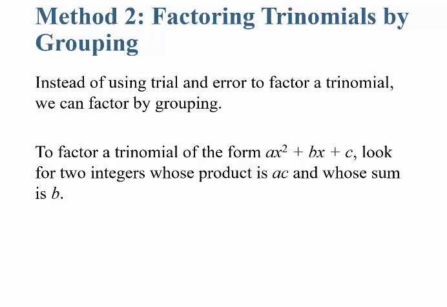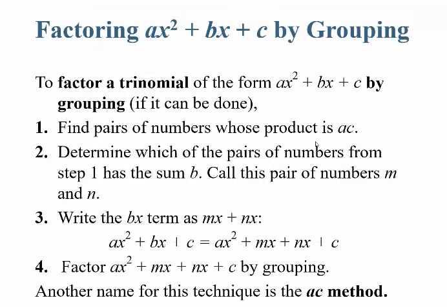So to factor the trinomial of the form ax squared plus bx plus c, what you're doing is you're playing kind of a number game. You look for two integers, two numbers whose product is the value of a times c. So their product is a times c, and they sum to this middle term. Okay, so here's what you do. And then we will do an example.